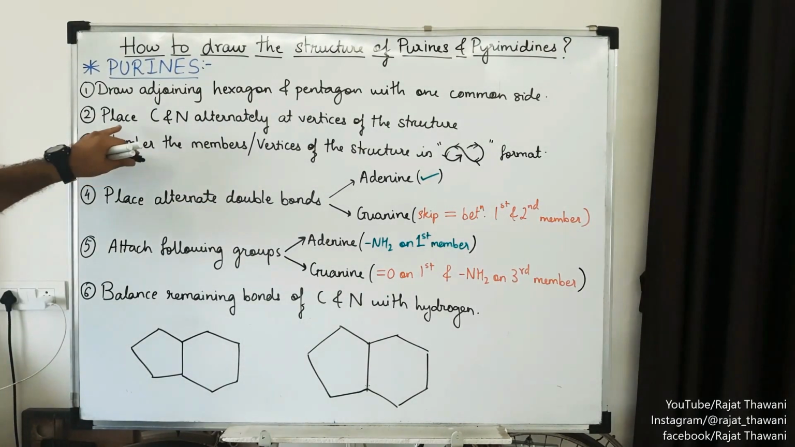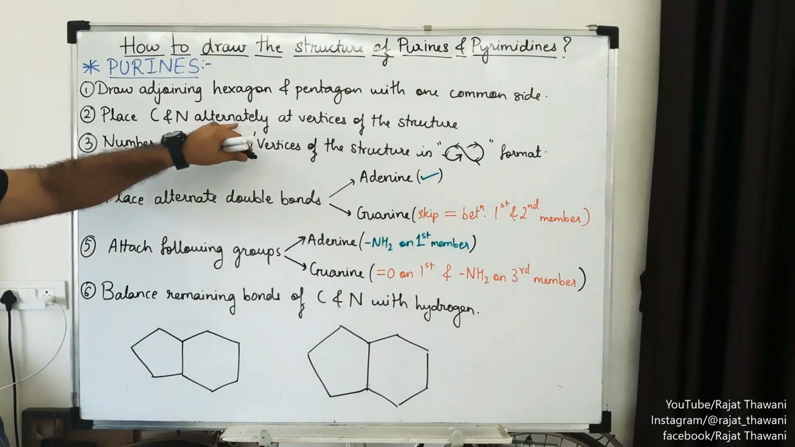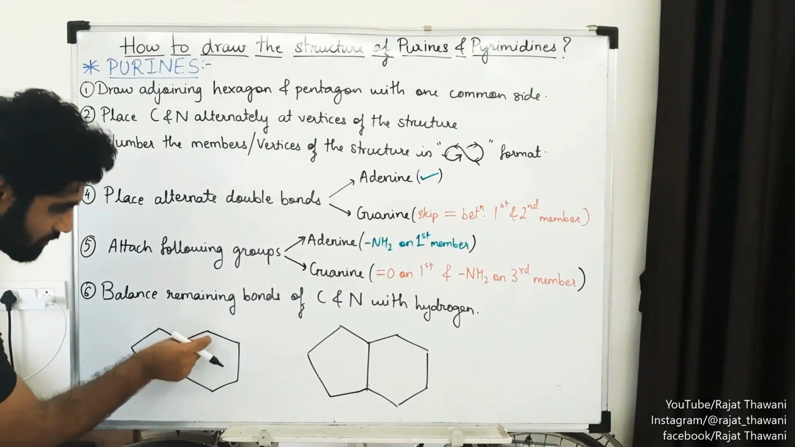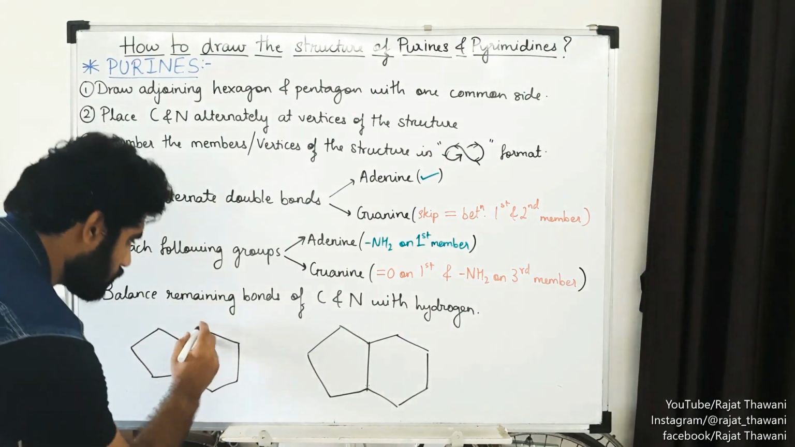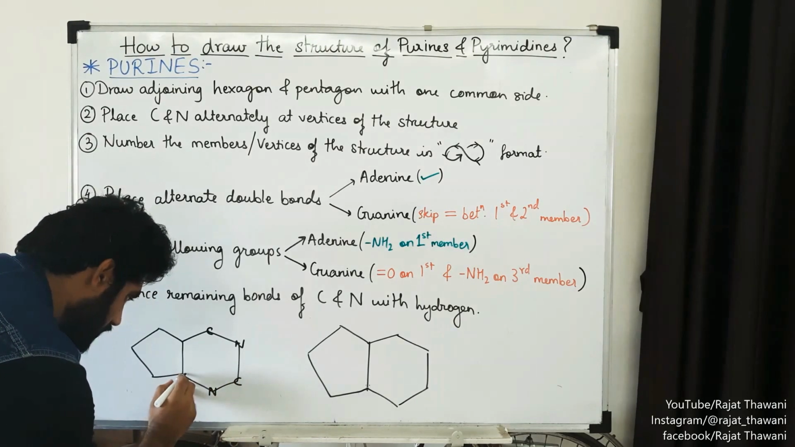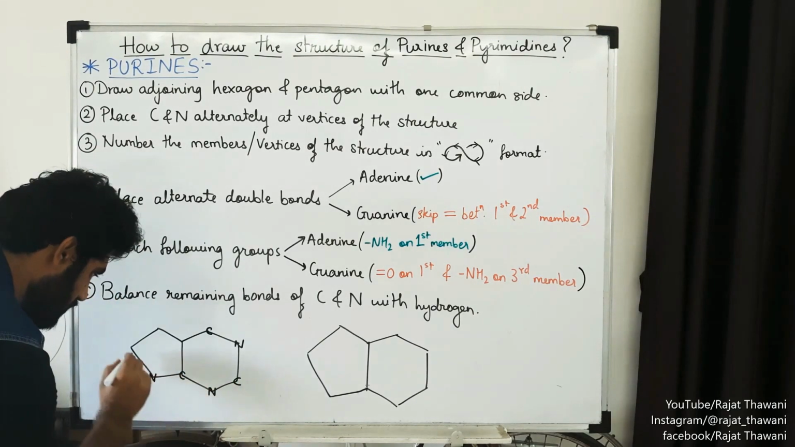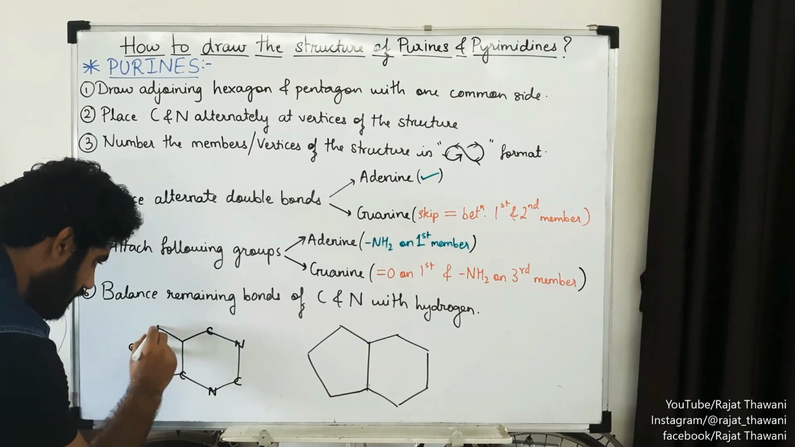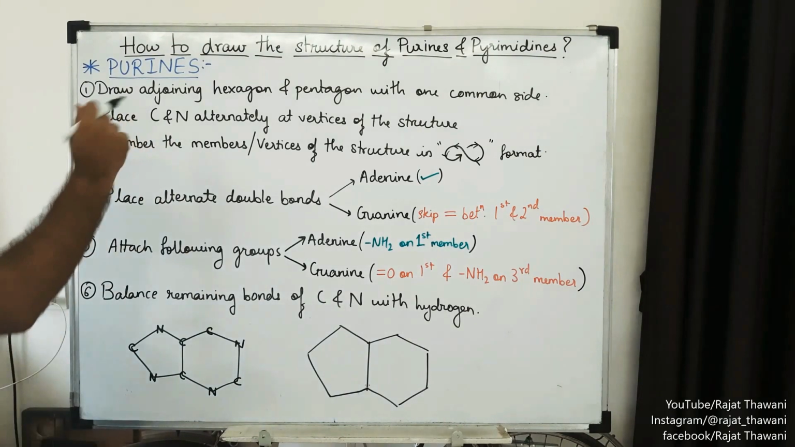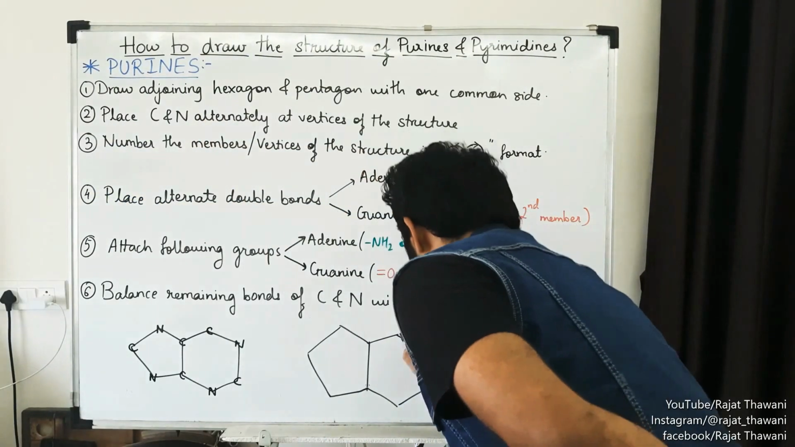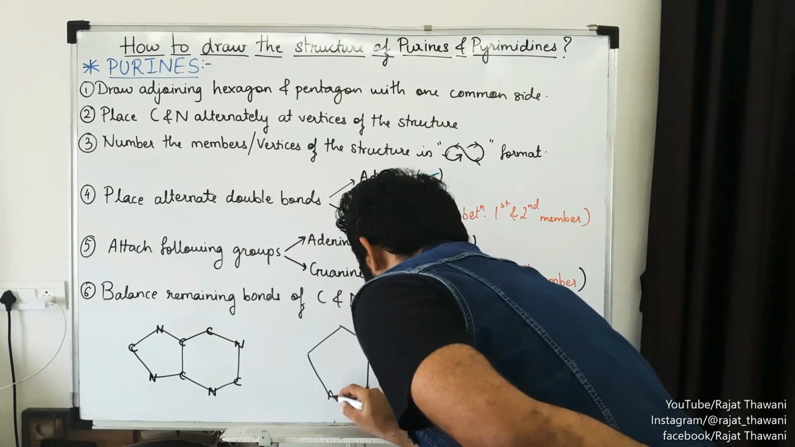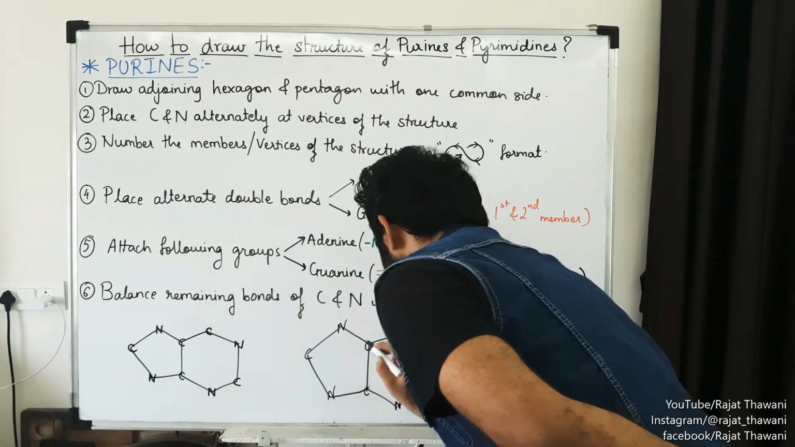Second, place carbon and nitrogen alternately at the vertices of the structure. For that you need to know where to start. Start from this point of the hexagon. So carbon, nitrogen, carbon, nitrogen, carbon, nitrogen, carbon, nitrogen, carbon. In this way we have placed them. Third, do it in this structure also: carbon, nitrogen, carbon, nitrogen, carbon, nitrogen, carbon, nitrogen and carbon.